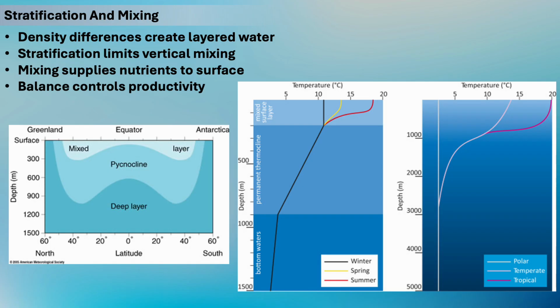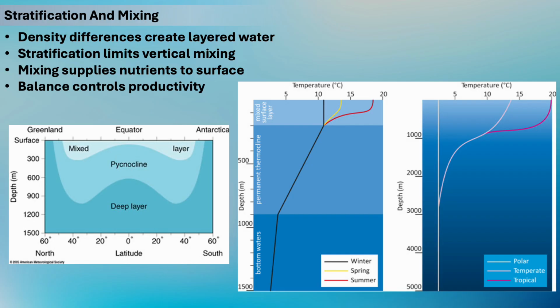The pycnocline acts as a physical barrier to vertical mixing. Water above and below this layer does not easily mix because doing so would require moving denser water upward or lighter water downward, both of which are energetically unfavorable. As a result, the ocean becomes stratified with relatively stable layers. This stratification has major consequences for nutrient distribution.